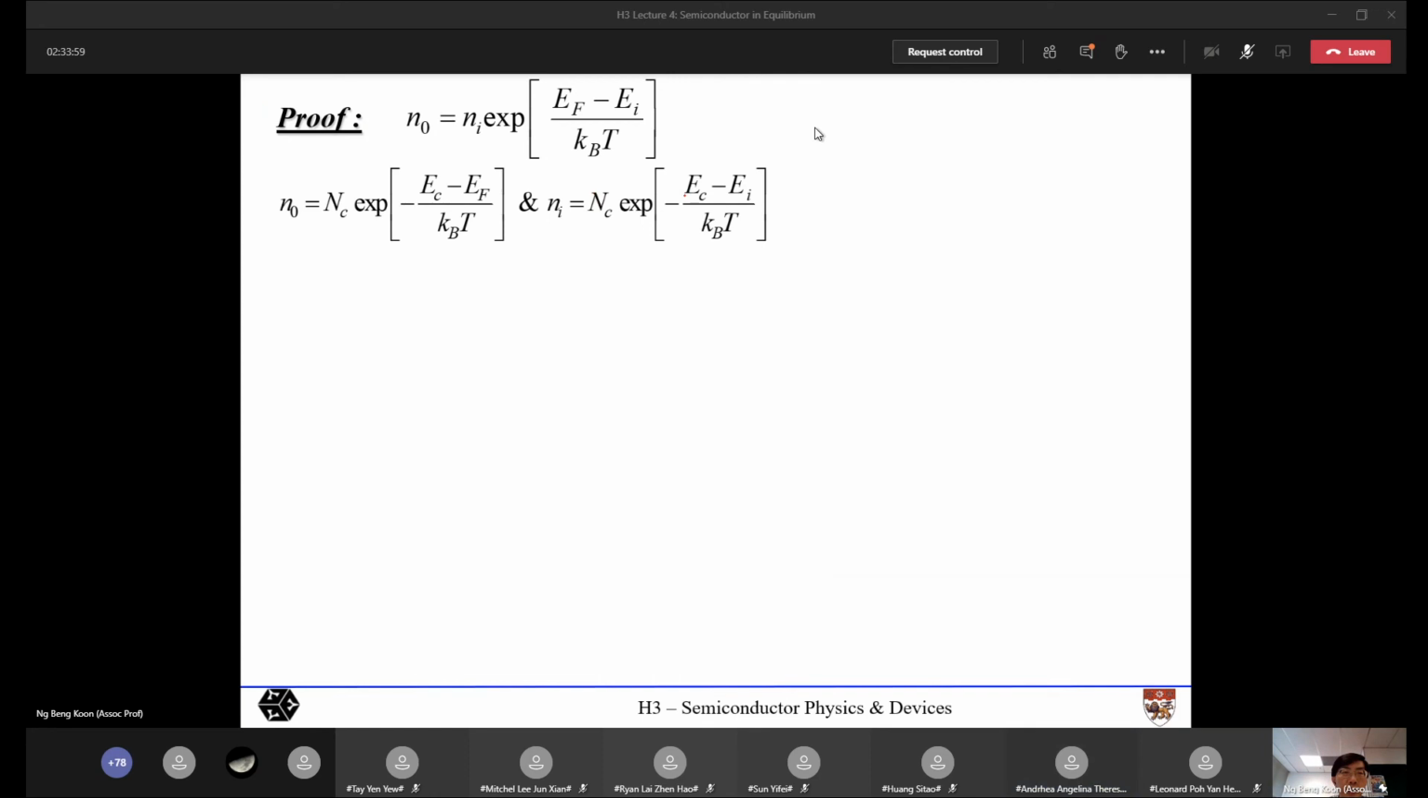So this part here, which is trying to prove that N naught equals Ni exponential EF minus EI over KBT, it's straightforward. Again, I'm going to leave it to you as an exercise to complete. Just divide and cancel out the terms and rearrange. You should get this expression here. So I'll just leave it to you to fill in.